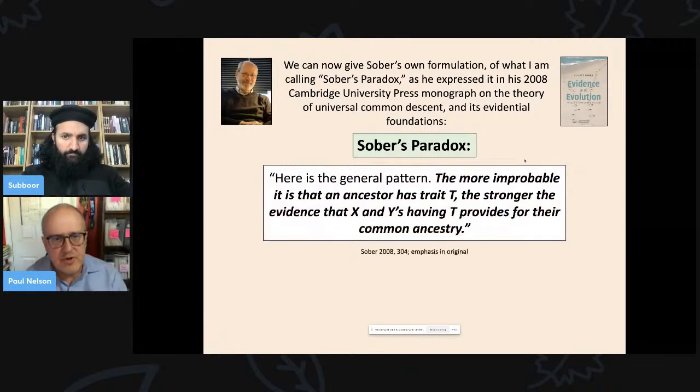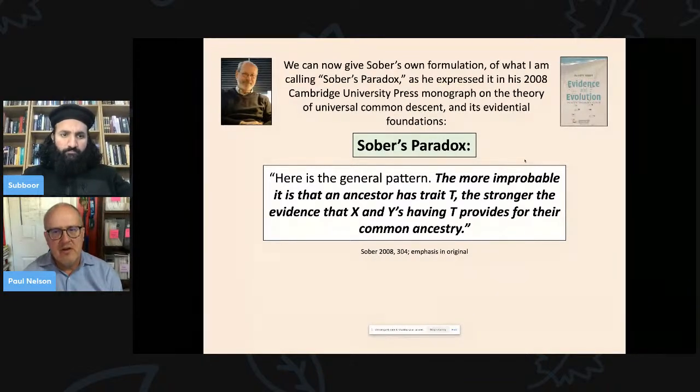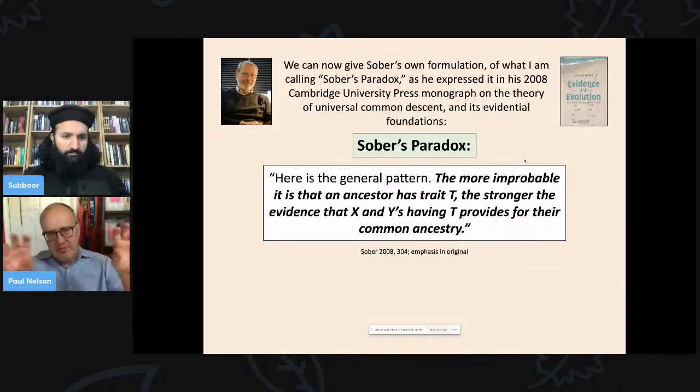Here's how he puts it on page 304. Here is the general pattern. And these italics, by the way, are in the original. He really wants you to see this. The more improbable it is that an ancestor has trait T, the stronger the evidence that X and Y, those are two different species, having T provides for their common ancestry. Let me read that again. The more improbable it is that an inferred ancestor has trait T, the stronger the evidence that X and Y having T provides for their common ancestry.